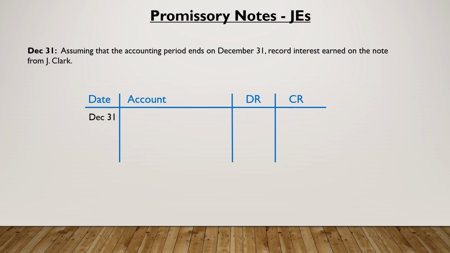We have a fiscal year end before the maturity date of the note the following year. Consequently, on December 31st, we need to accrue the interest earned on J. Clark's note receivable, debit interest receivable, and credit interest revenue for $10. The amount is calculated as the $800 principal times 15% times 30 over 360. When we accrue interest at year end, our time period component is the number of days since the note's inception to year end.